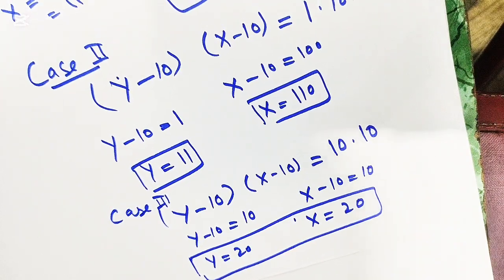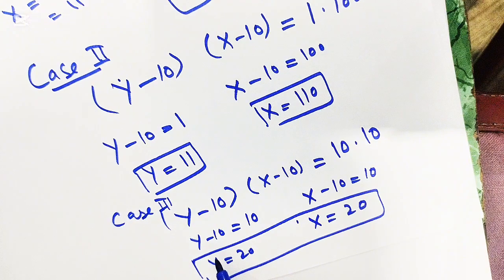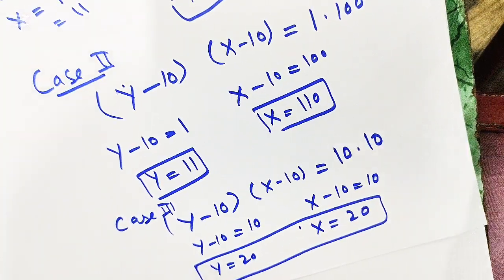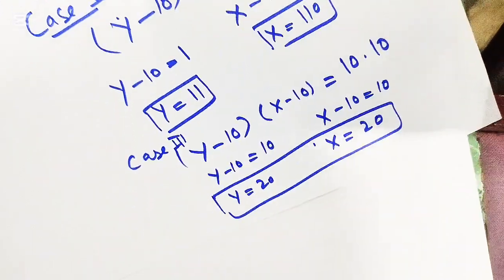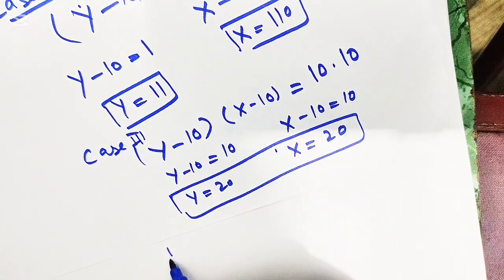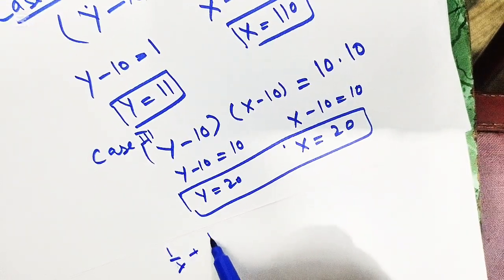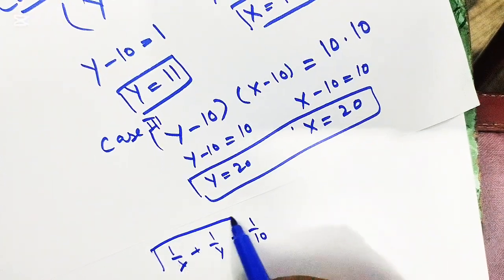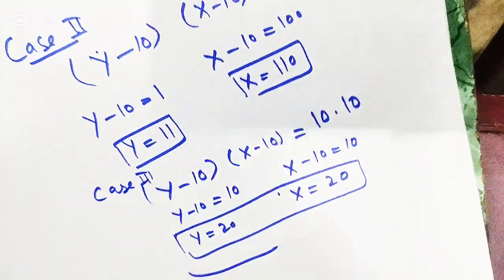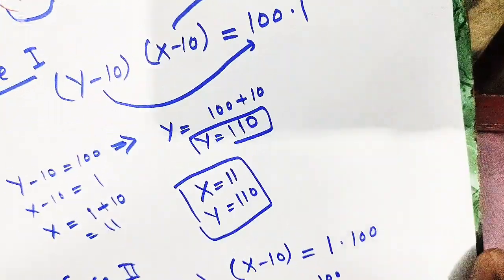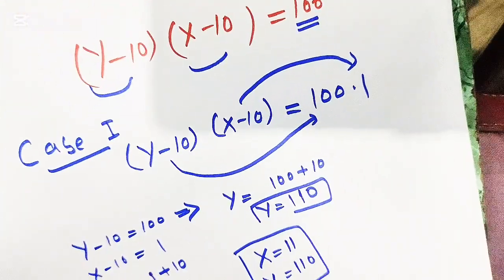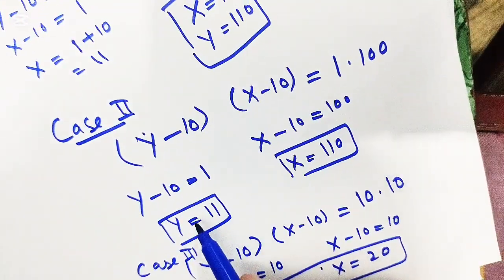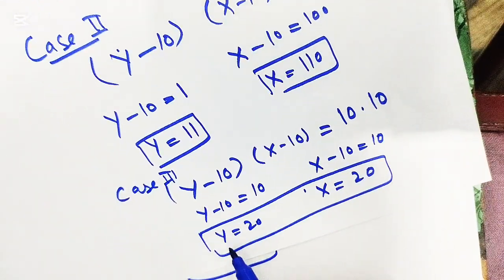These are the solutions for the given equation. Our original equation was 1 over x plus 1 over y is equal to 1 over 10. This was our original equation, and we have three cases for the solution: case 1 is this one, in case 2 we have y and x this one, and in case 3 we have this one.